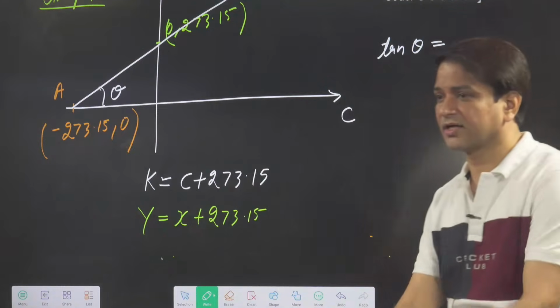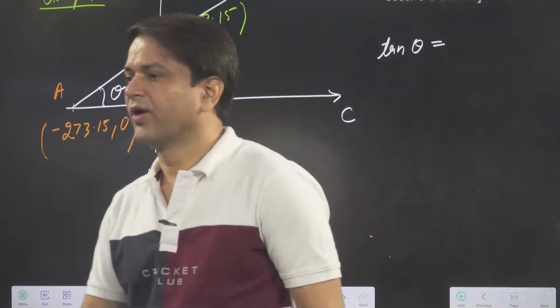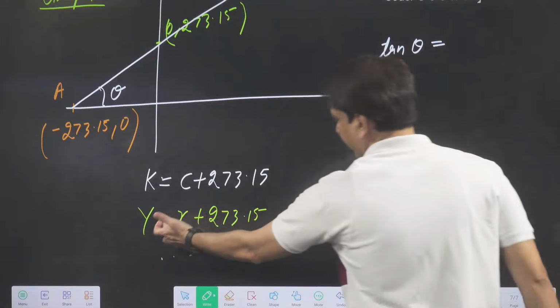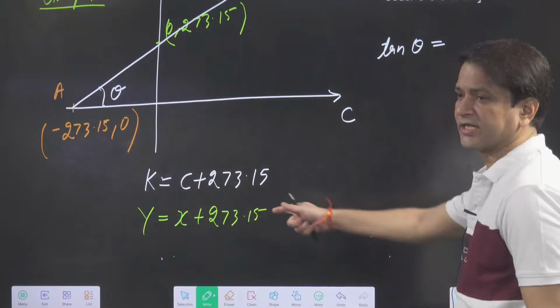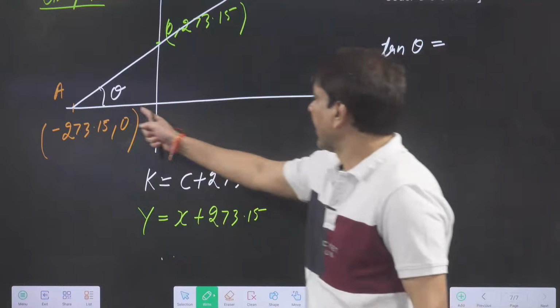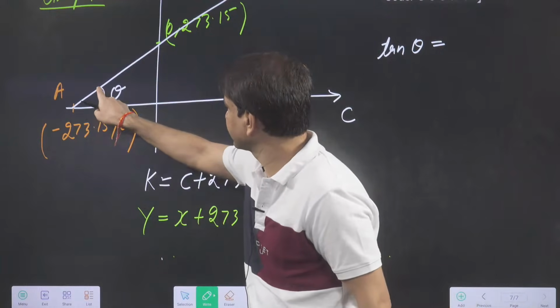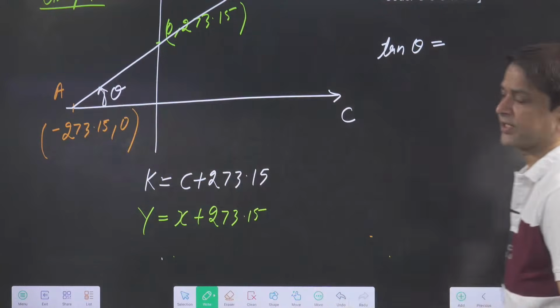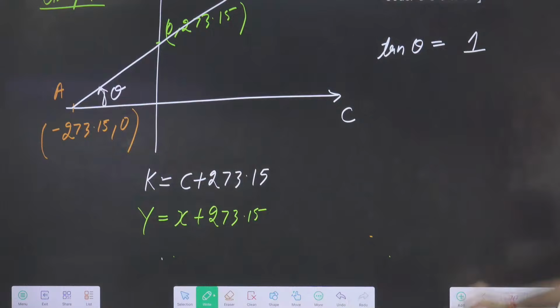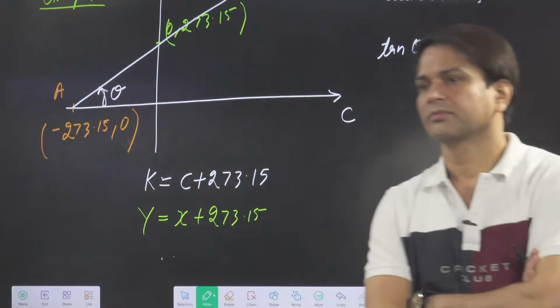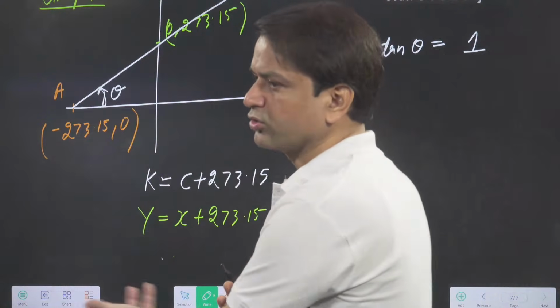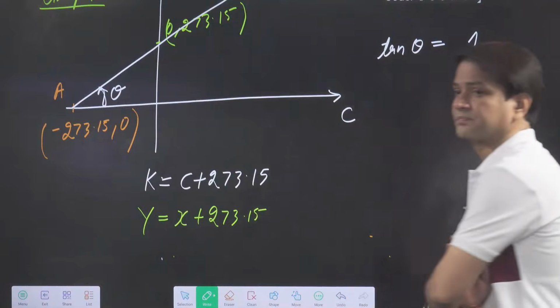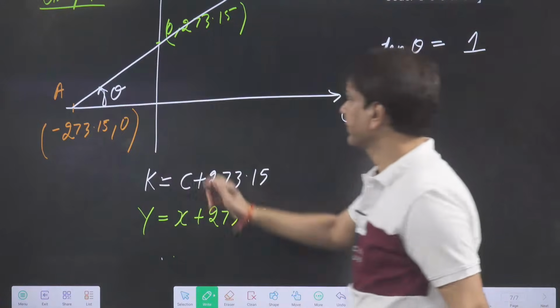What is tan theta? Tell fast. 1. Why? Because the slope of this line, y is equal to mx plus c. What is the m here? m is equal to 1. And this theta is made from the x-axis in the anti-clockwise direction. Then we can say slope is equal to what? 1. And theta you can also say is 45 degrees. Okay. Completed.